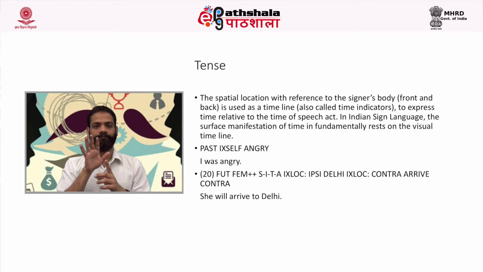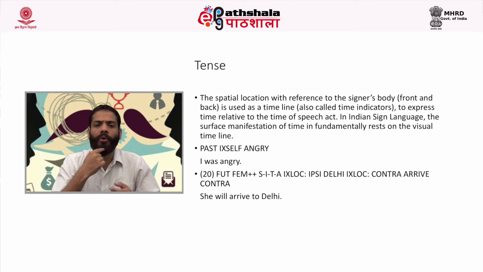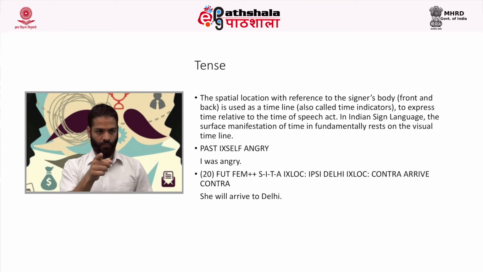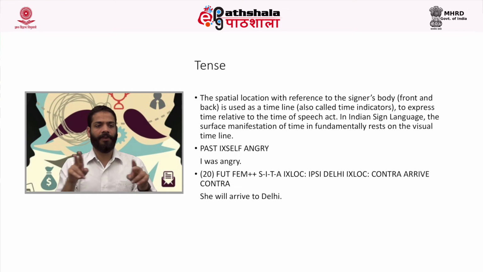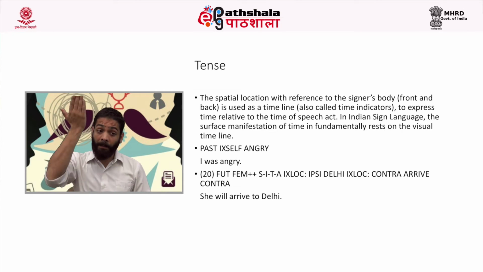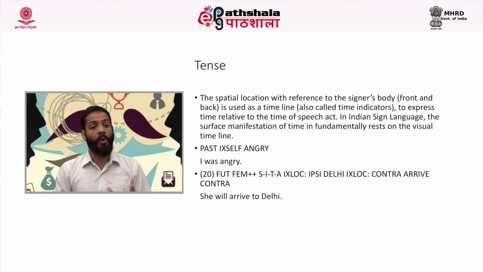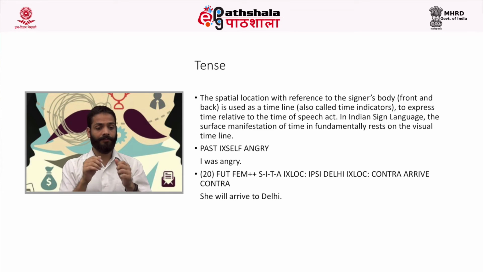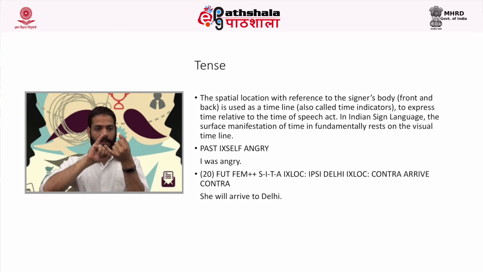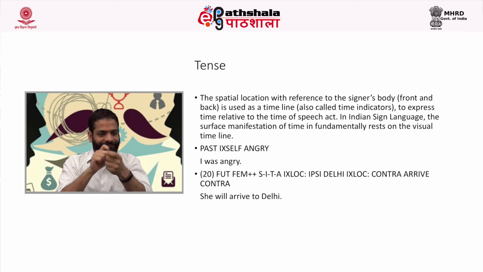In Indian Sign Language, present tense is unmarked. There is no overt marking for the present tense. For example, I like you. The sentence does not have any tense marker for the present. But for the past and future, though they are articulated with the same hand shape, they have different formational parameters. For past, we sign towards backwards, and for future, we sign towards forward. For example, I was angry: past, I angry. And she'll arrive in Delhi: future, she, Sita, Delhi arrive.